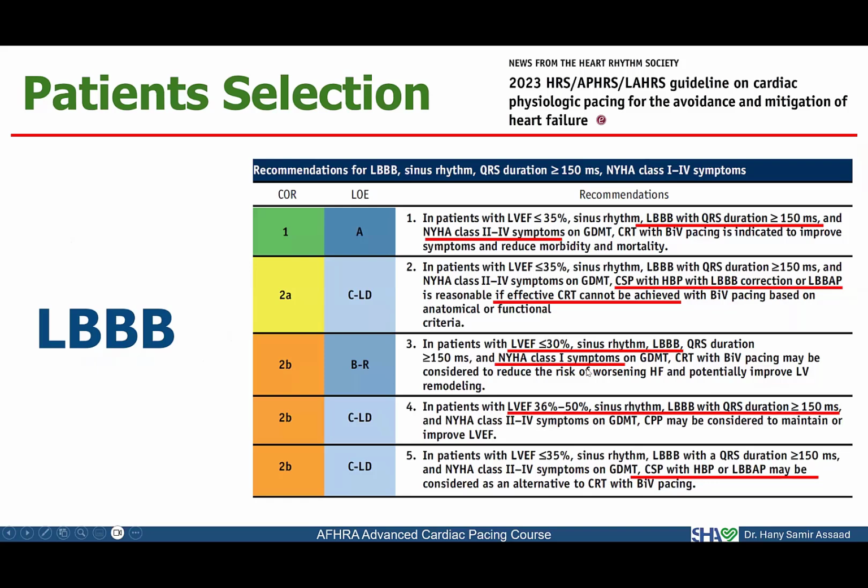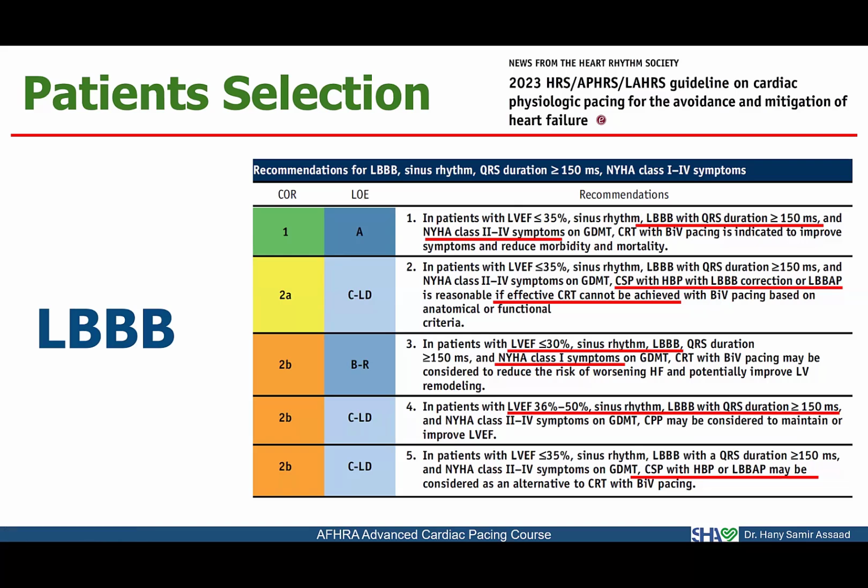biventricular pacing in patients with less indication or less symptoms, like those who have NYHA class 1, not 2 to 4, but having an ejection fraction less than 30%. So these have a 2B indication. The same goes as a 2B indication for those having an ejection fraction of more than 35, less than 50, in a sinus rhythm showing left bundle branch morphology with a duration of more than 150, and CSP may be considered to maintain and improve the LV ejection fraction.